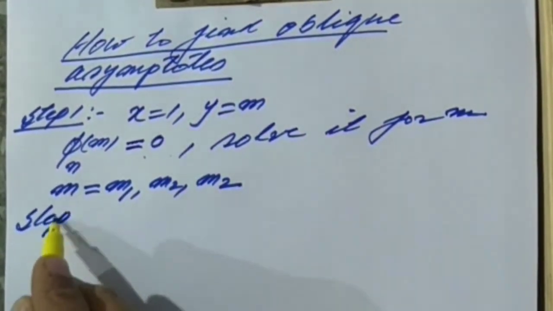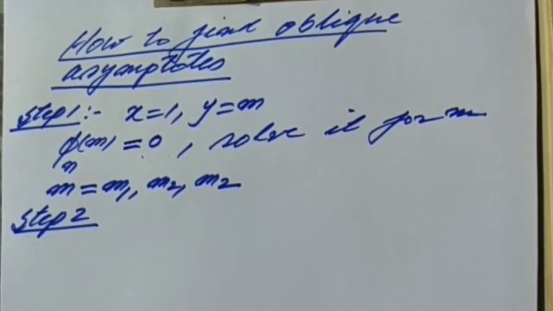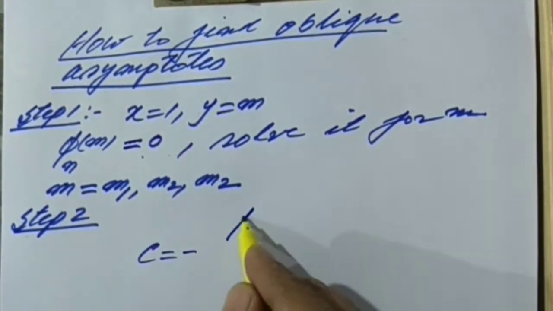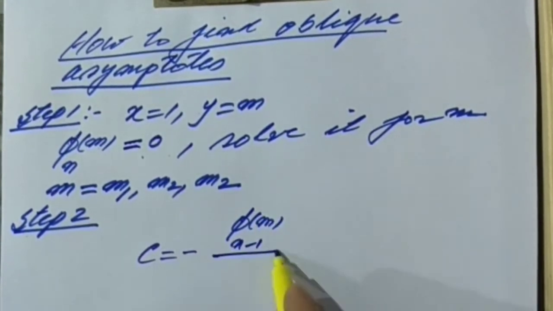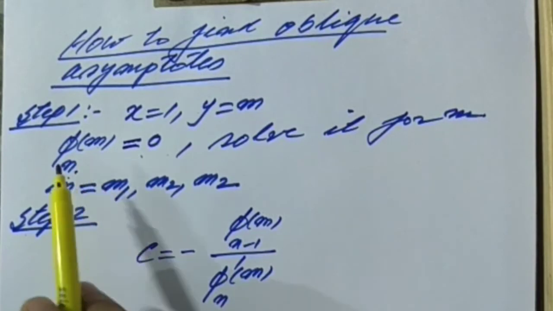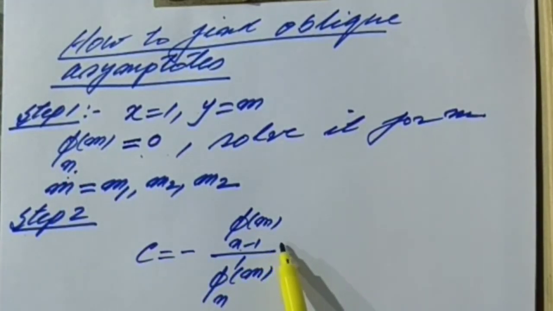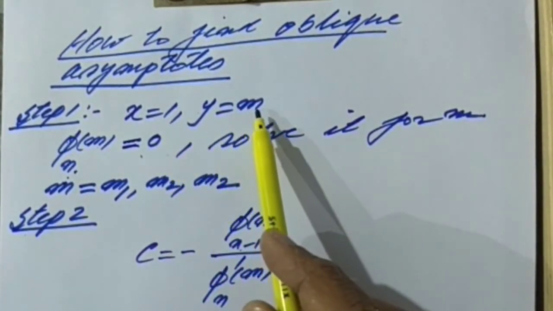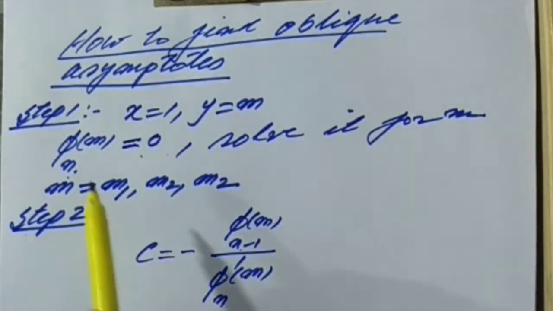In step 2, now we need to find out the y-intercepts made by those asymptotes, and for that purpose we use the formula c is equal to minus phi m n minus 1 upon phi dash m n, where phi m n minus 1 is the expression obtained by substituting x is equal to 1 and y is equal to m in the second highest degree terms. So suppose third degree terms are the highest degree terms, so phi m n minus 1 must be from the second degree terms. So after that we have to substitute x equal to 1 and y is equal to m in the second degree terms to find phi m n minus 1, and we need to differentiate phi m n with respect to m, that is phi dash m n.